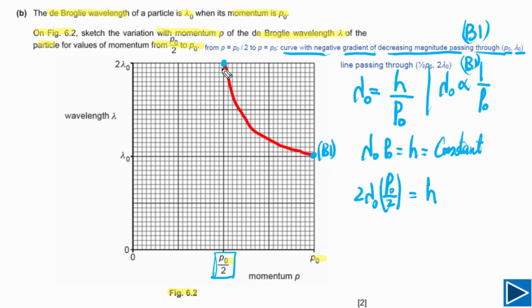If you have drawn this curve and its gradient is negative and gradient is decreasing and it is passing through this point, you got 1 B mark. And if it is passing through 2 lambda naught and p naught by 2, you got the second B mark. So this is the second B mark.